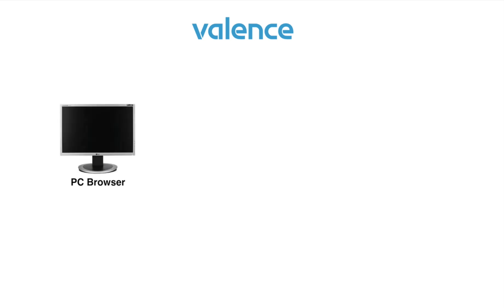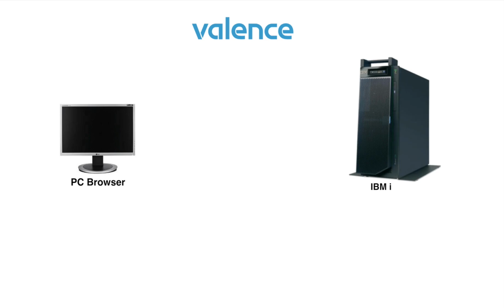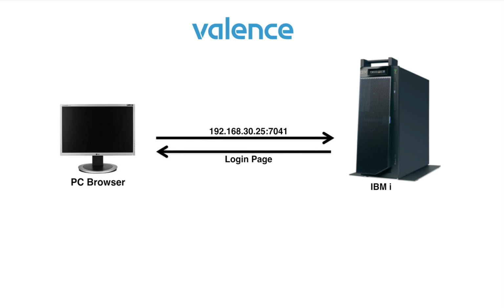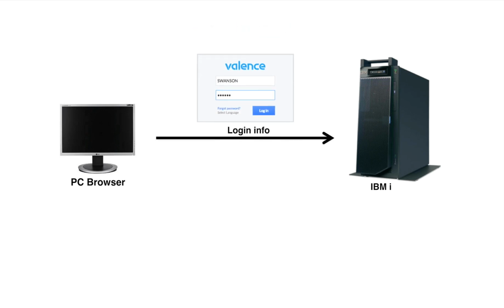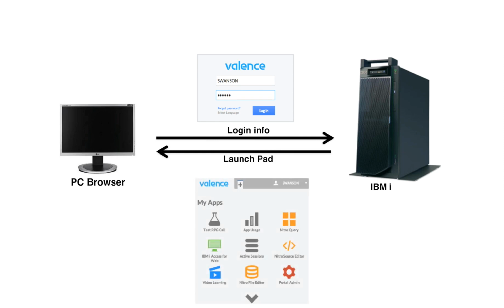Now, if we drill into how Valence works with all this in mind, you're basically taking a browser and you have your IBM i and you point it to a specific URL. That will be directed by the IBM i's Apache server to the appropriate spot, which would then stream back a login page from Valence. The user can then log in with their credentials. It's validated on the IBM i and it sends back a launchpad.